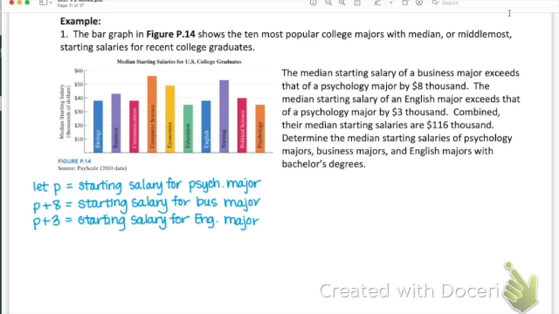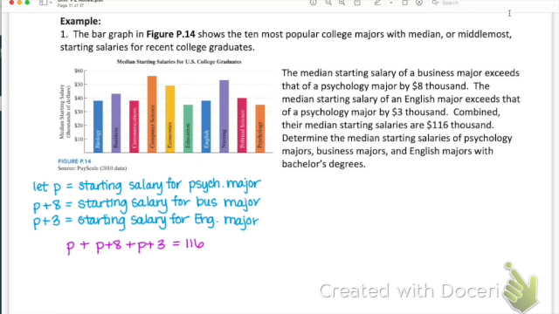And so then we need a relationship between these 3, and it tells us combined their median starting salaries are $116,000. So let's combine them. P plus P plus 8 plus P plus 3 is going to equal 116,000. Now the units here are in thousands.